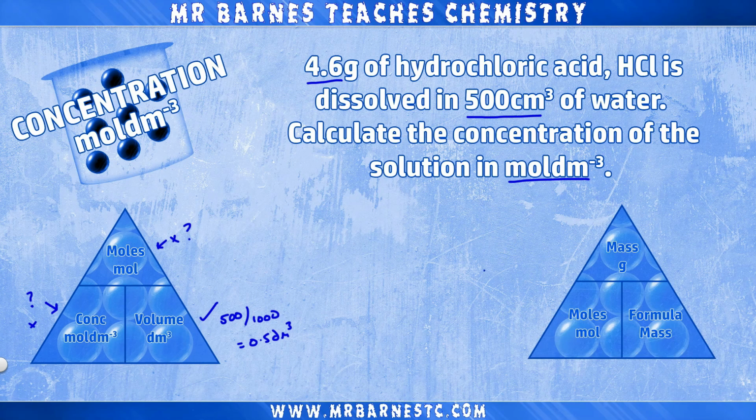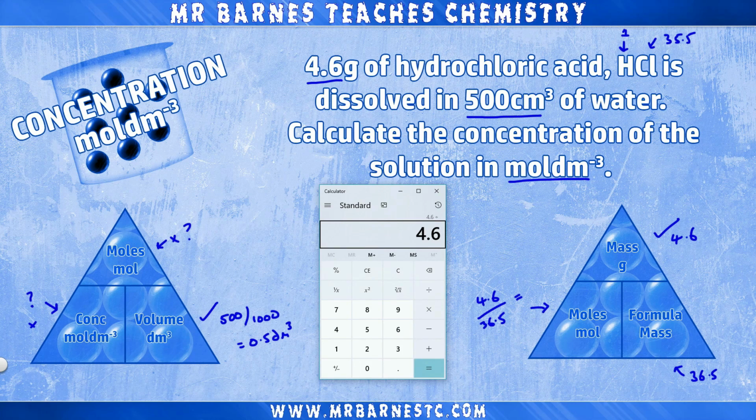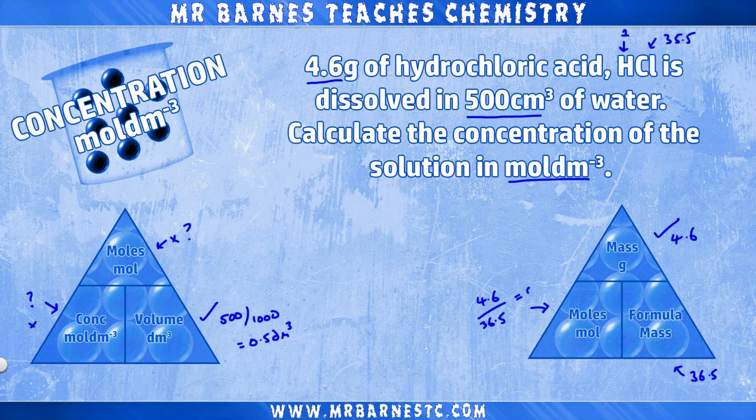This is where that other triangle comes in, which you can see here. We have the mass, which is 4.6 grams, and we can work out the formula mass, which is just the atomic masses added together. So we have one hydrogen with an atomic mass of 1, one chlorine with an atomic mass of 35.5, giving me a formula mass for hydrochloric acid of 36.5. Therefore, my moles calculation is mass 4.6 divided by formula mass 36.5, giving me 0.126 moles.